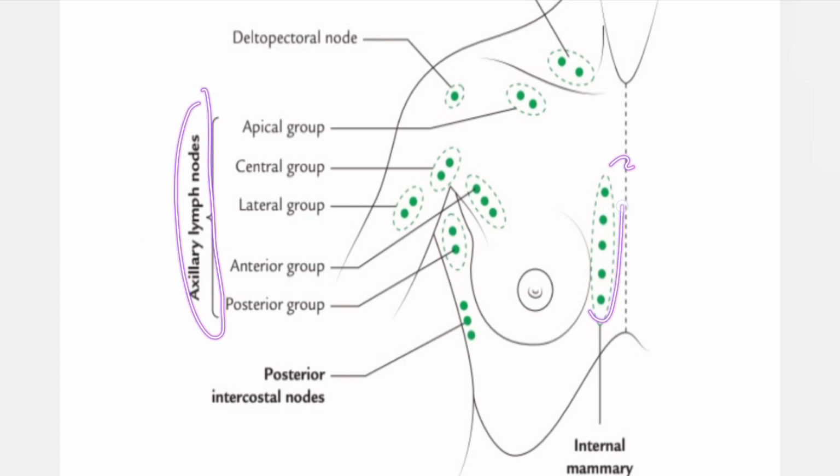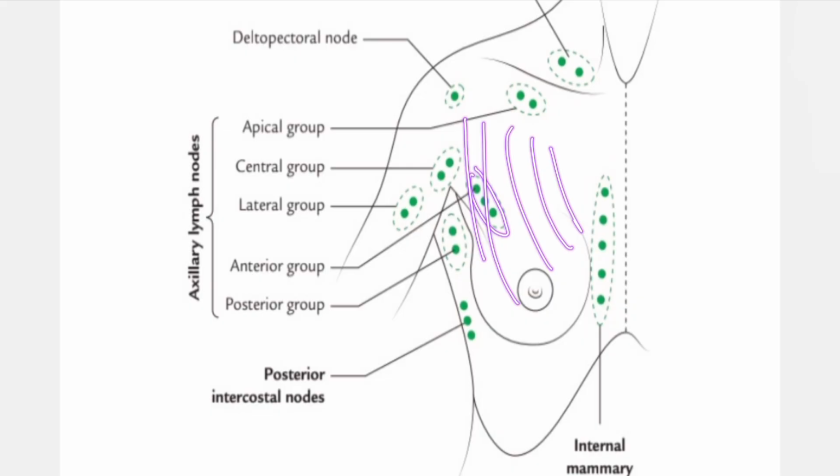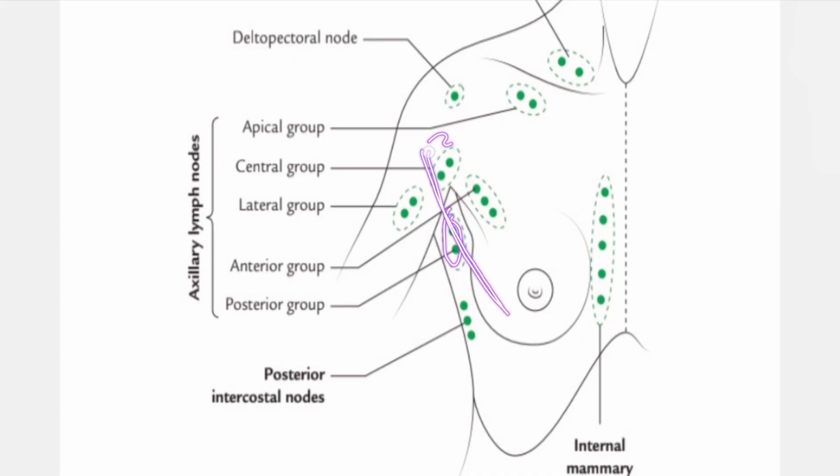Axillary, internal mammary, and posterior intercostal. In axillary, you further have anterior group, posterior group, central, lateral, and apical. This anterior group is in the pectoral region, hence it is also called pectoral, and the posterior group lies along the subscapular vein of axillary, that goes and drains into the axillary vein. So this posterior group is also known as the subscapular group.